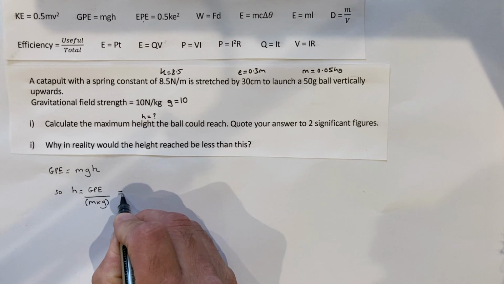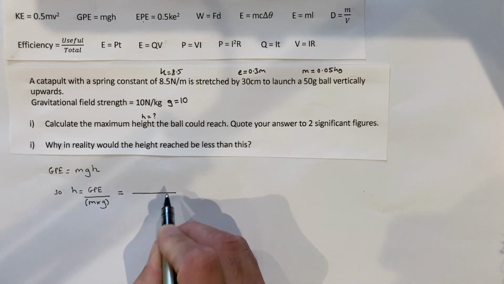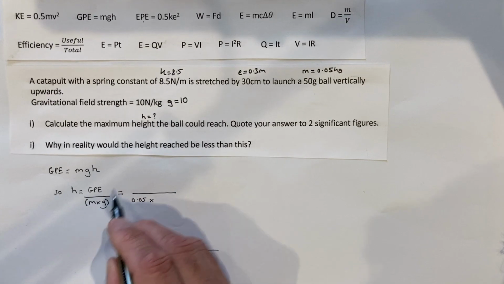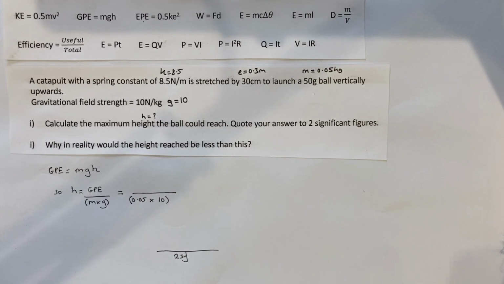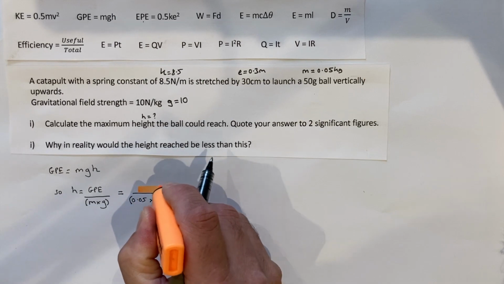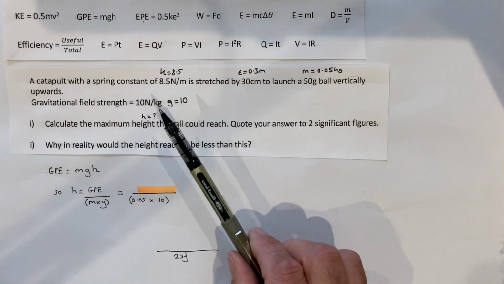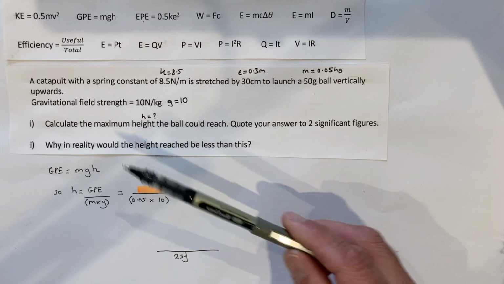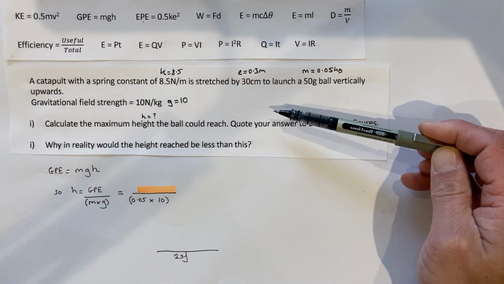Now I'm going to put in what I know. Do I know gravitational potential energy? No. Do I know mass? Yes, 0.05. And do I know gravitational field strength? Yep, I've been given it as 10 in this question. It sometimes is given as 9.8 as well. So what I need to do is find an equation which allows me to work out energy, because this is an energy change. And of course the energy stored in the spring is going to be elastic potential energy, and that is converted into gravitational potential as the ball is fired upwards.